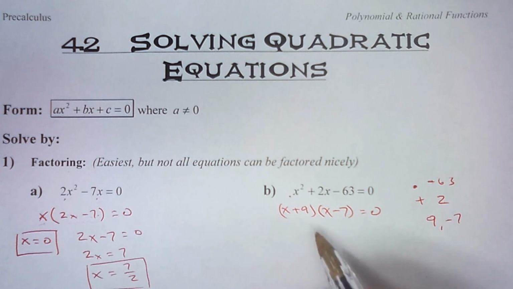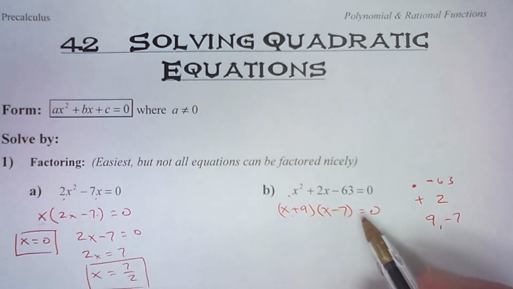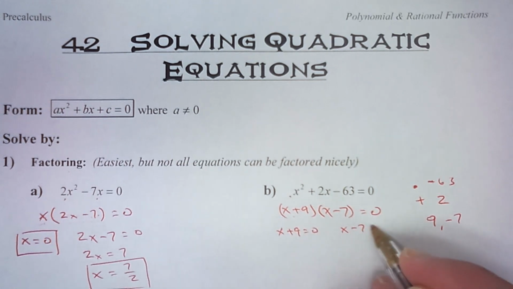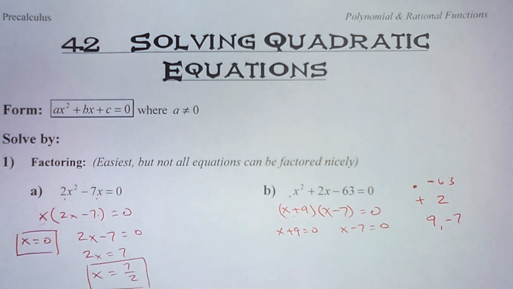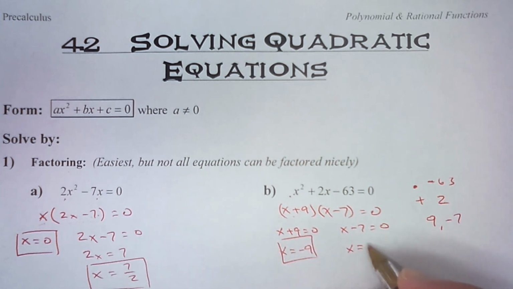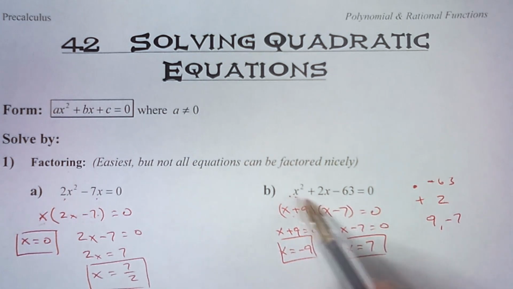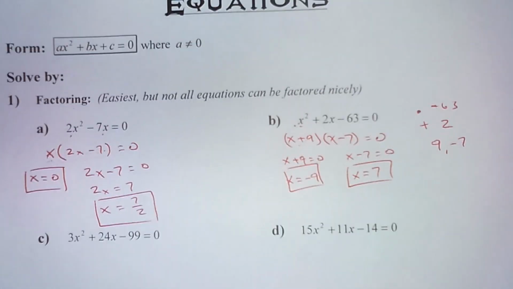Now, x can be anything that will make a 0 for a factor. So I'll set this factor equal to 0, and this factor equal to 0, and find out what x will be. If I subtract this 9, I get x equals negative 9, and add this 7, and I get x equals 7. Those are my 2 solutions that would satisfy this equation, making this equation equal 0.